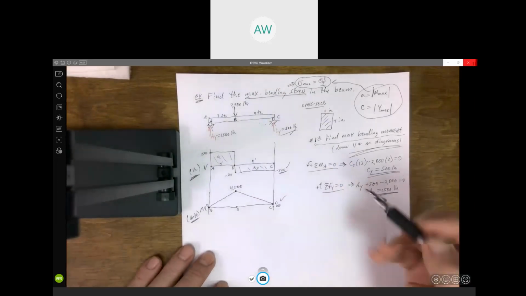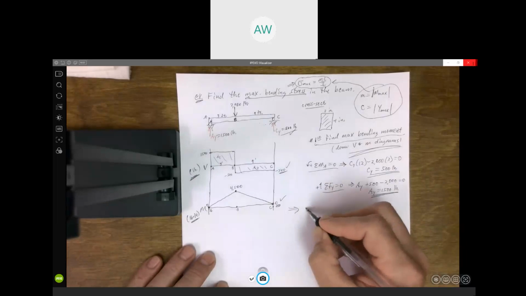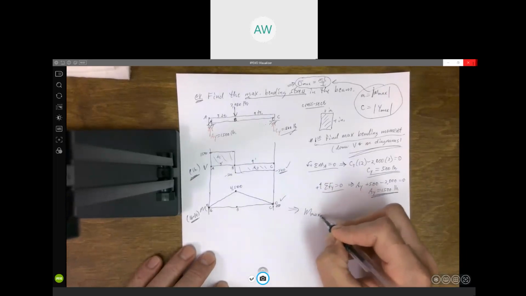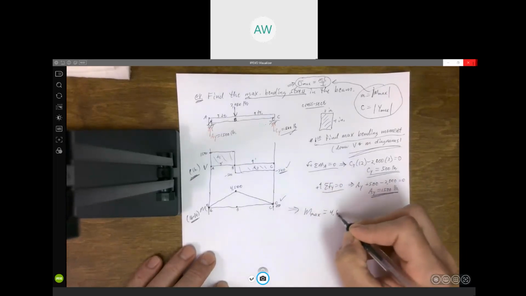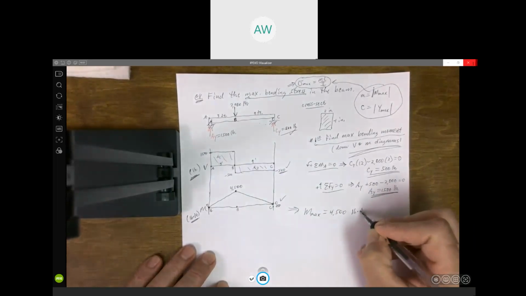So from my moment diagram, I know the maximum bending moment here is 4,500 pounds feet.